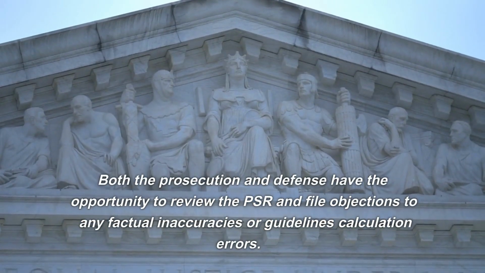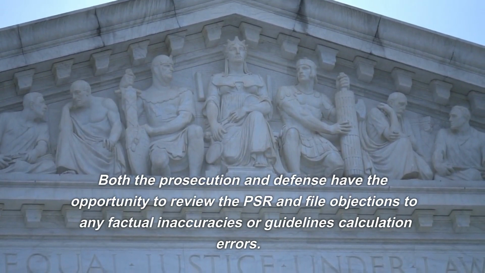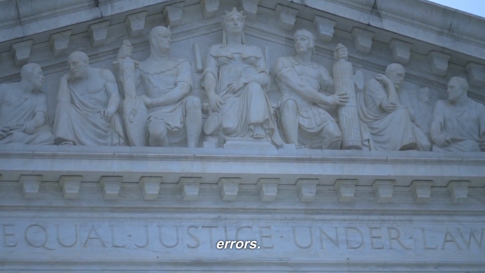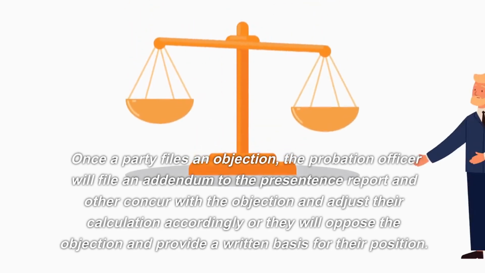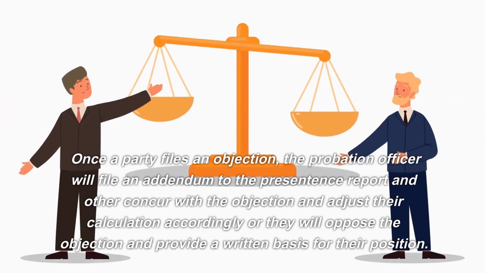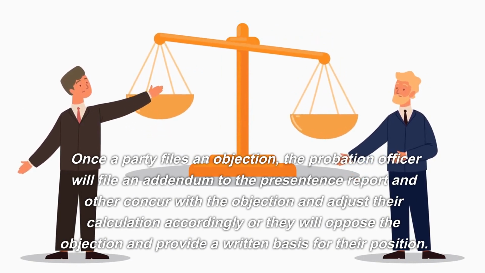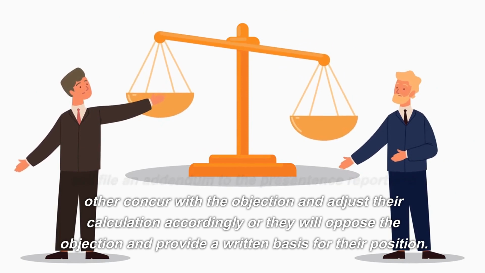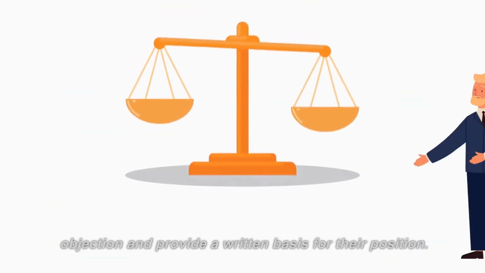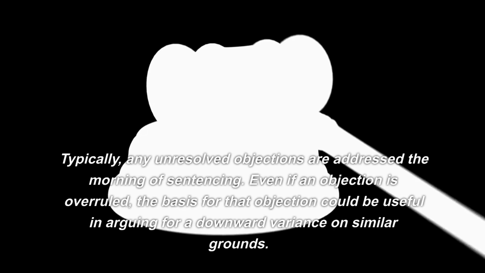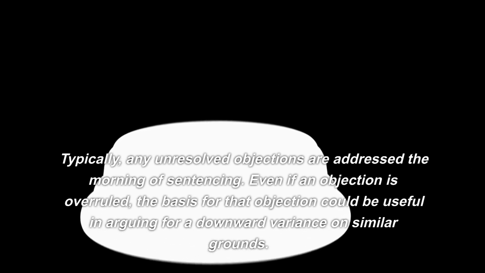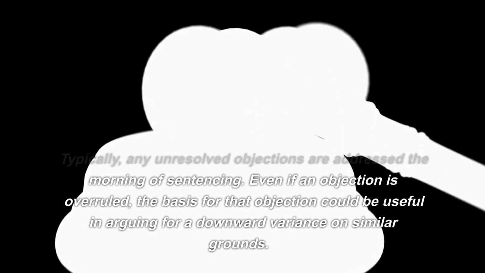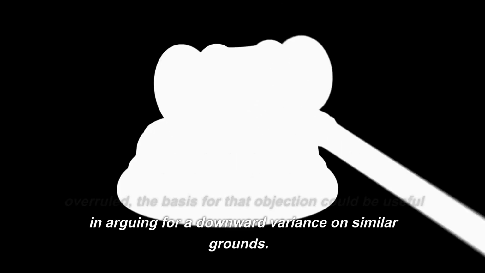Both the prosecution and defense have the opportunity to review the PSR and file objections to any factual inaccuracies or guidelines calculation errors. Once a party files an objection, the probation officer will file an addendum to the pre-sentence report and either concur with the objection and adjust their calculation accordingly, or they will oppose the objection and provide a written basis for their position. Typically, any unresolved objections are addressed the morning of sentencing. Even if an objection is overruled, the basis for that objection could be useful in arguing for a downward variance on similar grounds.